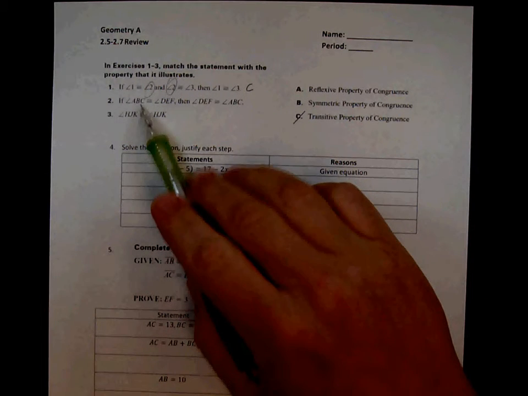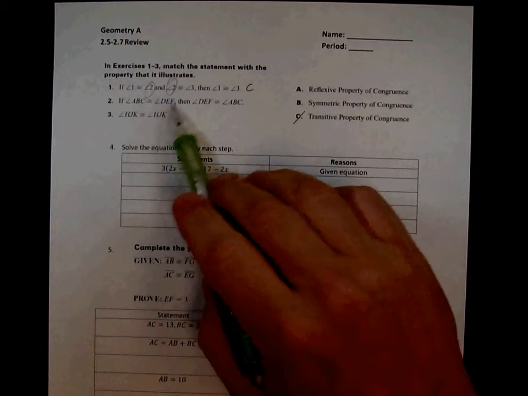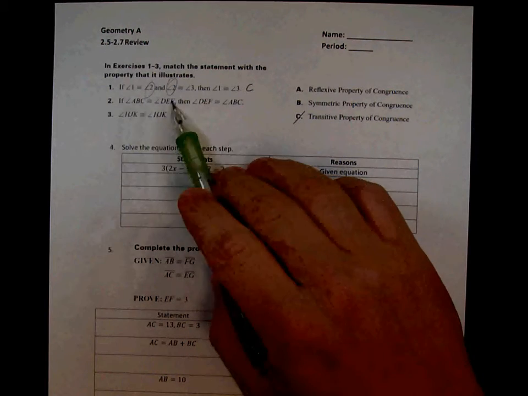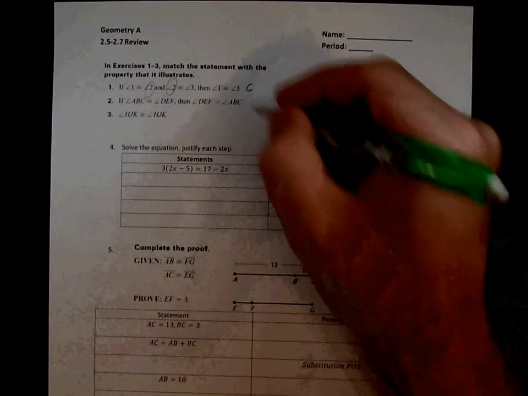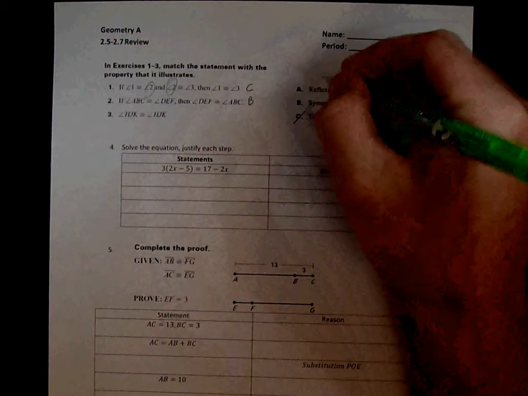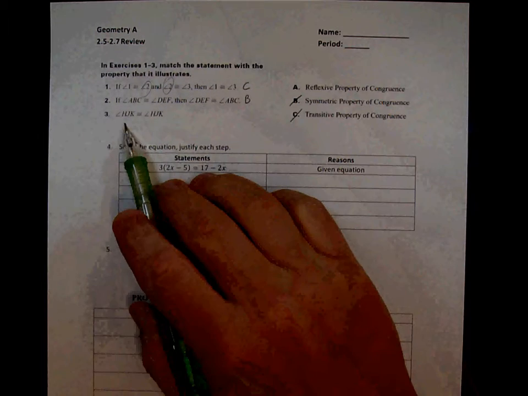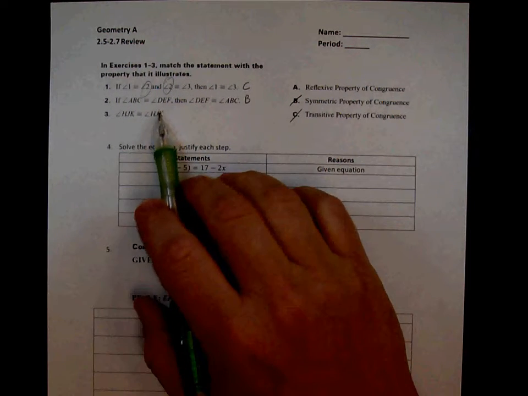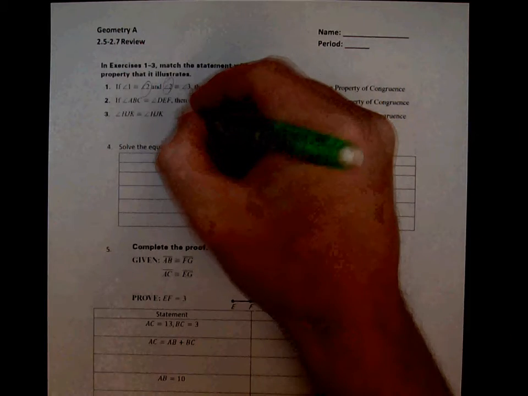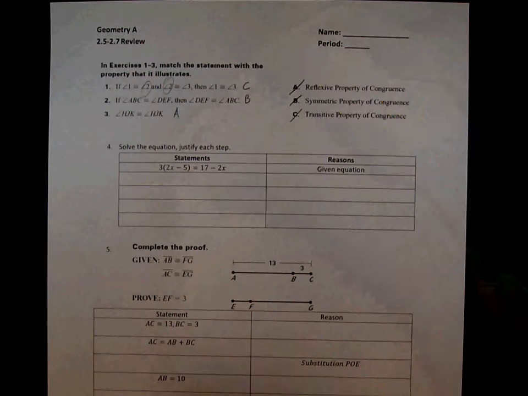Number two, if angle ABC is congruent to angle DEF, and then DEF is congruent to angle ABC, they switch the left and the right side. That's the symmetric property. And then number three, they're saying the same thing is congruent to itself. That's the reflexive property of congruence.